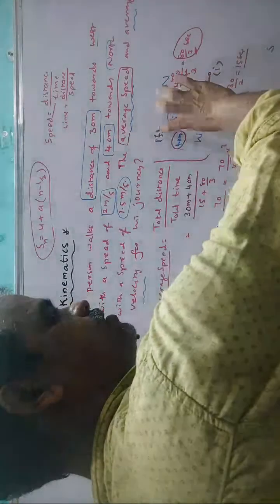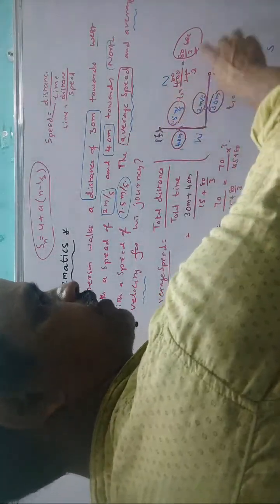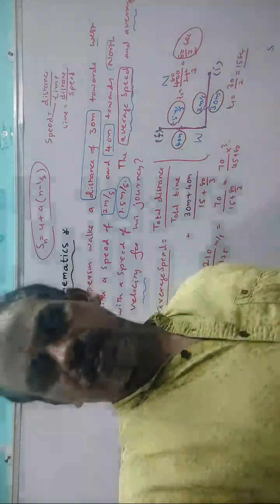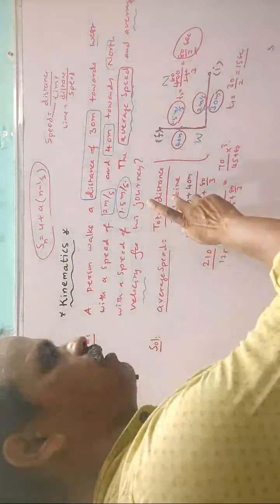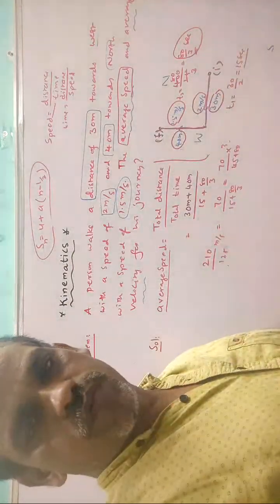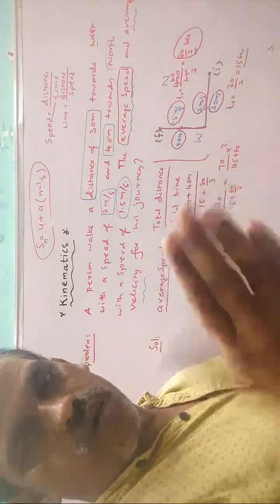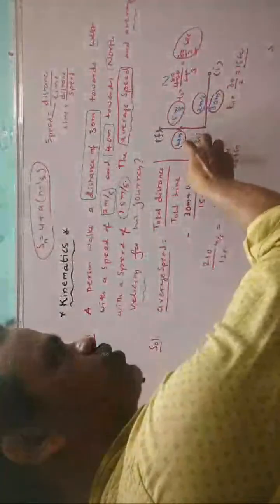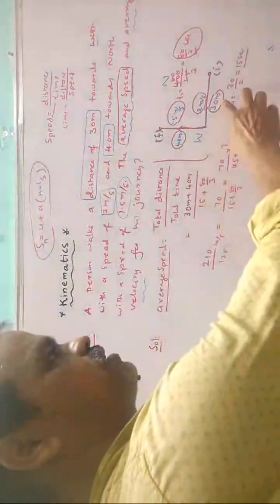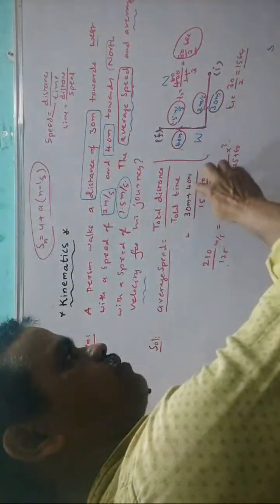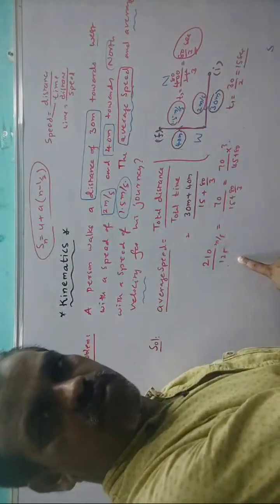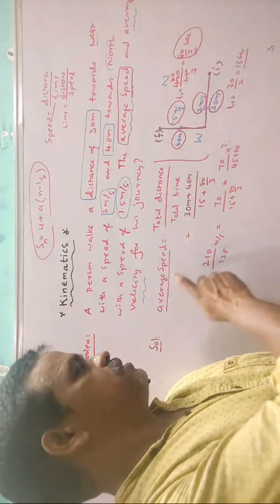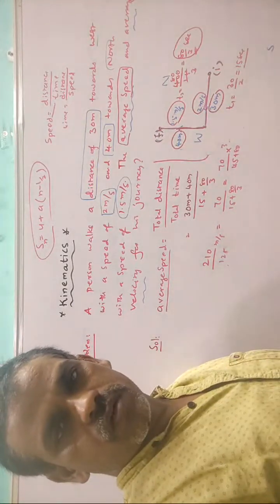Towards north, this is the distance 40 meter with the speed 1.5 meter per second. He took 80 by 3 seconds. So average speed, already you have the formula I gave you. If you go back to your notes, you will get total distance by total time. That is equal to S1 plus S2 by T1 plus T2. So S1 is 30 meter, S2 is 40 meter, 30 plus 40, 70 by 15 plus 80 by 3. If you do a little bit of mathematics, you will get 210 by 125 meter per second. That is equal to average speed.